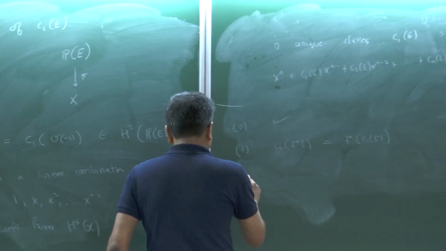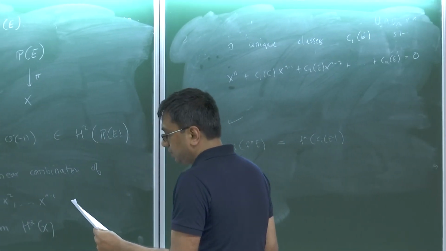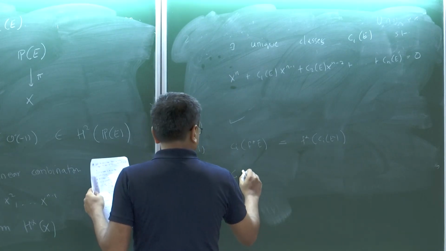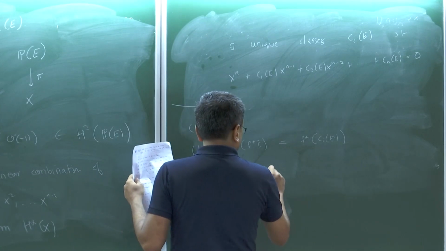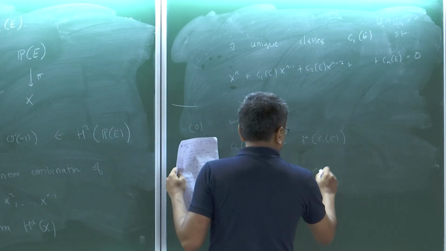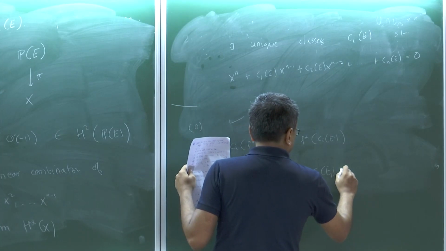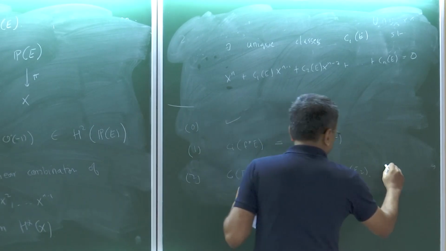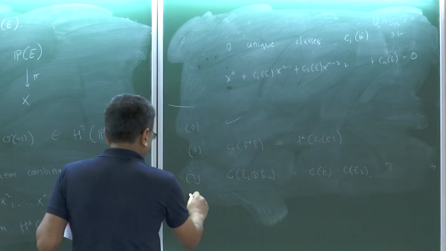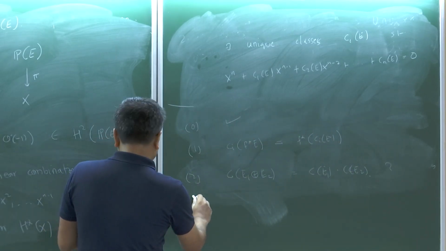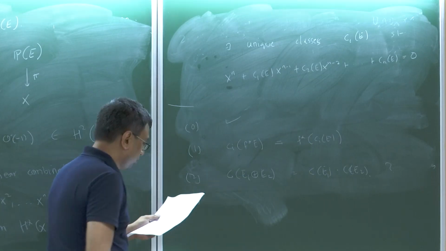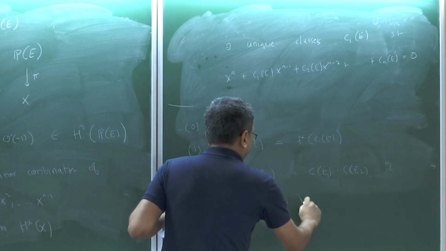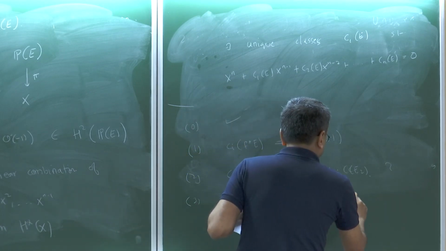Second, this is where we have to do some work. C of E1 direct sum E2 is C of E1 times C of E2. Okay, the Chern classes are multiplicative; this we will prove. This I am going to prove, and the others I want to just hand wave. Or, Ci of E is equal to 0 for all i greater than the rank of E.